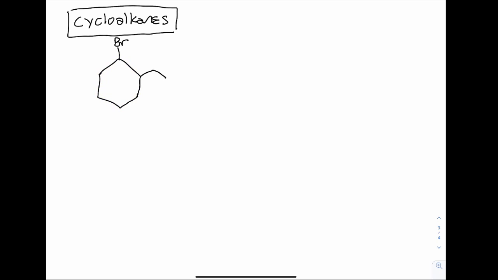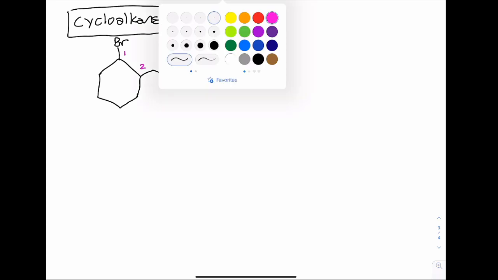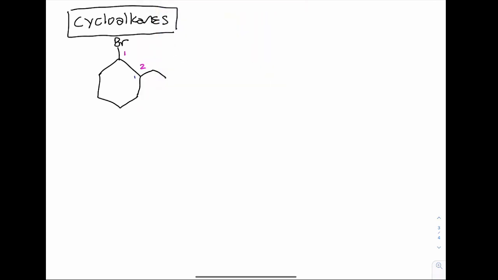We're going to number it. We're going to follow the rules that we were using before. We want the lowest numbers. One of my substituents will always be on carbon 1, the other will always be on carbon 2. So if I start at the top and go clockwise, I'm going to get 1 and 2 for my numbers. If I start here and go counterclockwise, I'm still going to get 1 and 2, right? We want the lowest sum. The sum is the same either way.